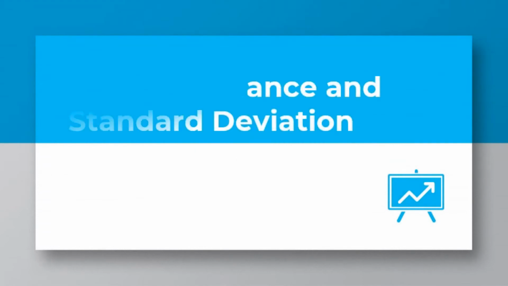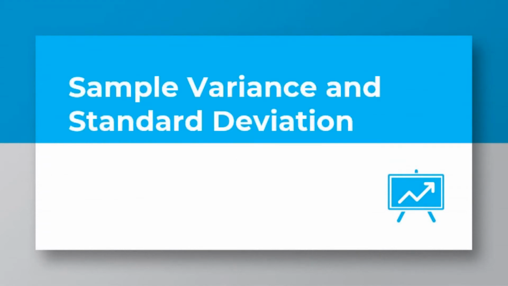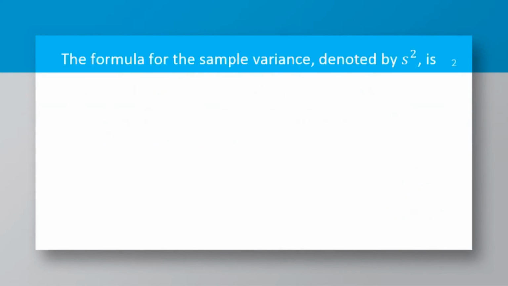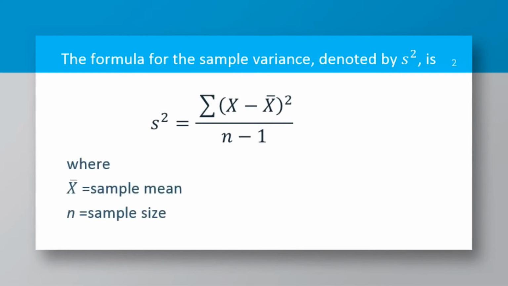The next topic is the sample variance and standard deviation. The formula for the sample variance, denoted by S squared, is this formula, wherein x bar is the sample mean and n is the sample size.